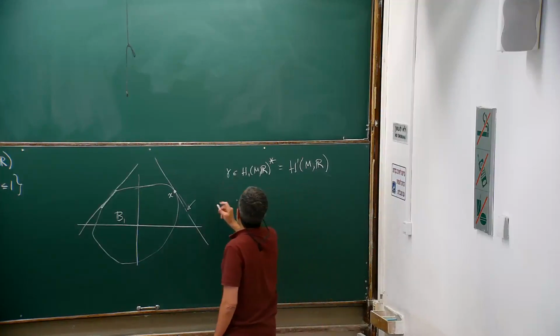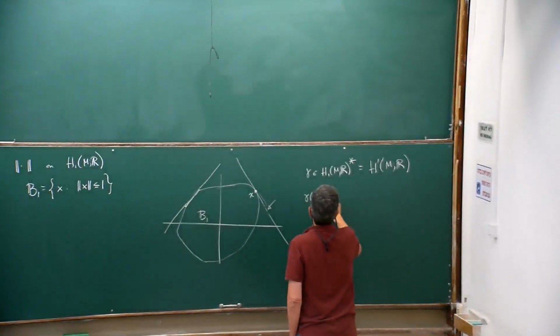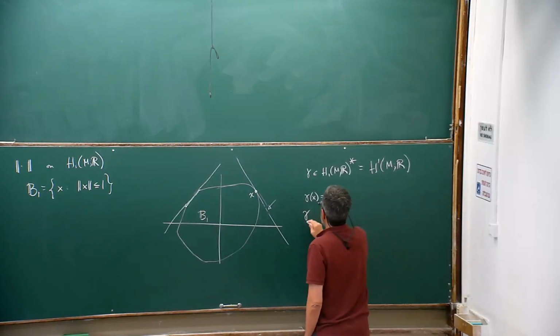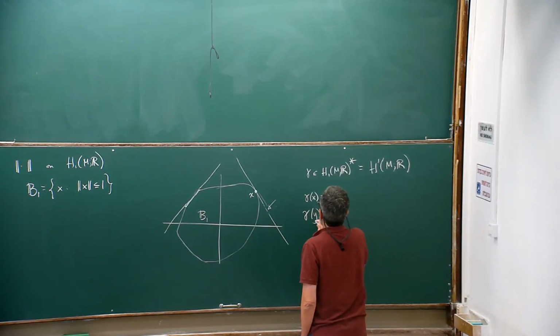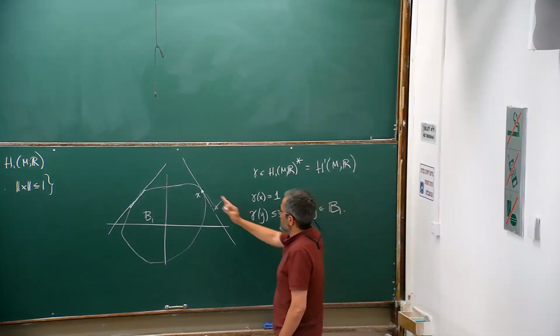And what property does it have? It has the property that gamma of x is exactly the norm of x, which is 1, and gamma of y is less than or equal to 1 for all y in the ball. And so that is what makes it a supporting hyperplane.